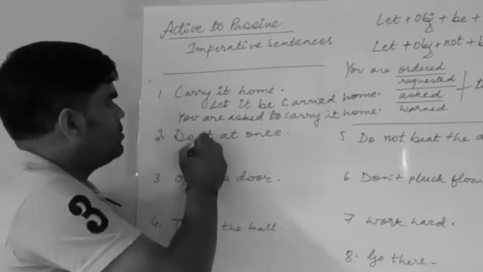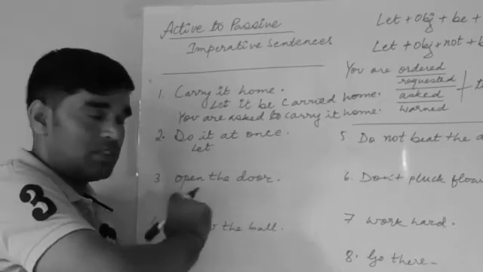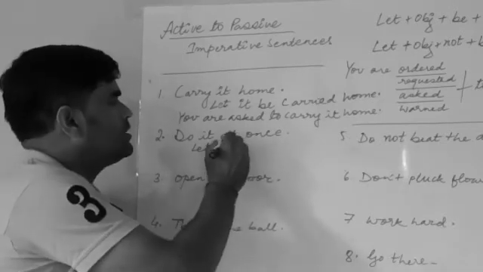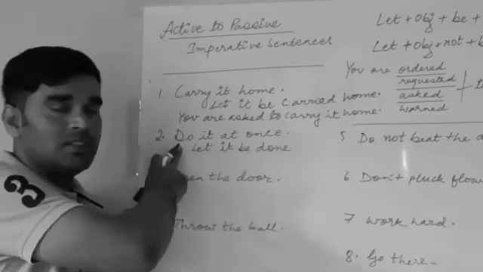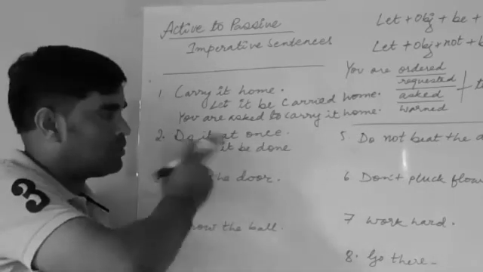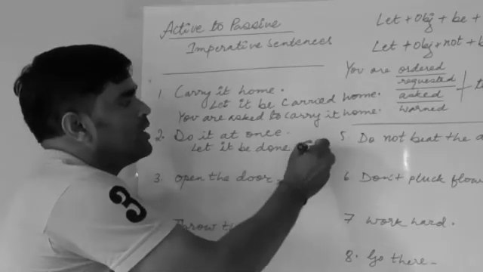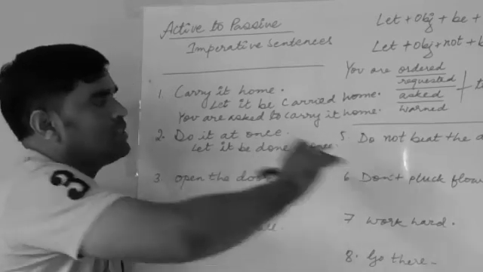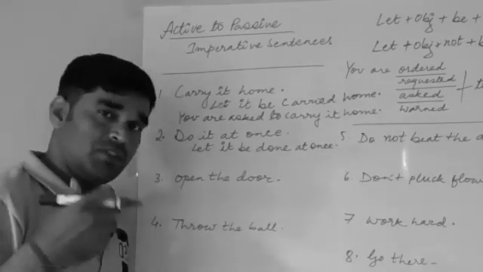Next example, do it at once. Here also, it stands for an object. Let it what? Be done. Let it be done. Here the main verb is do, and the past participle of do is done. Let it be done what? At once. Let it be done at once. That is one of the ways of transformation.